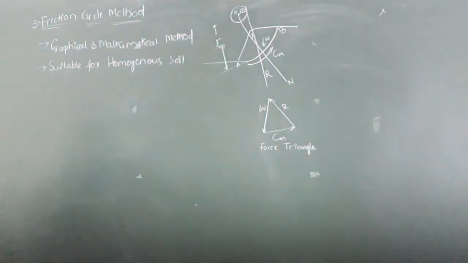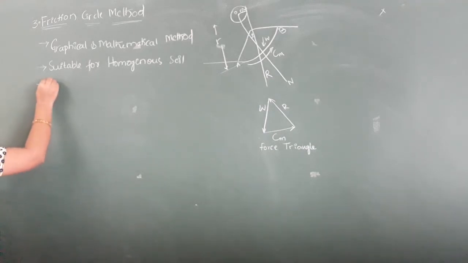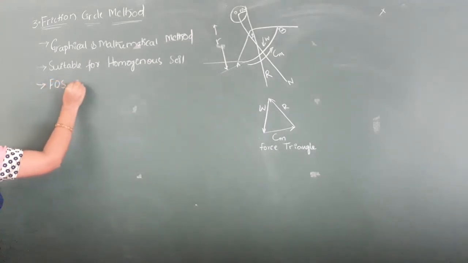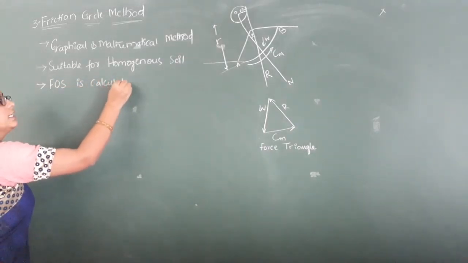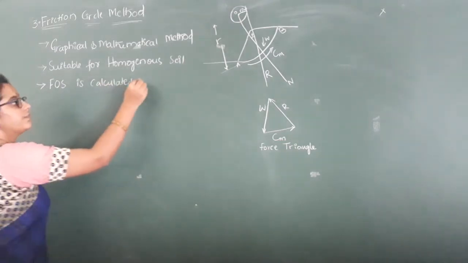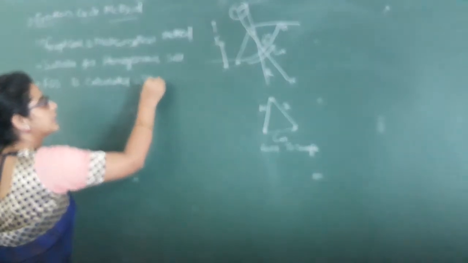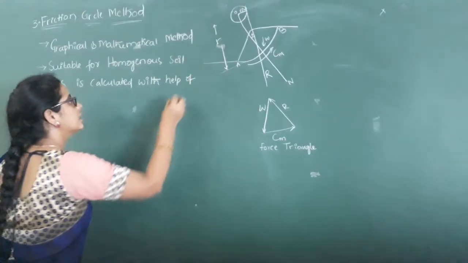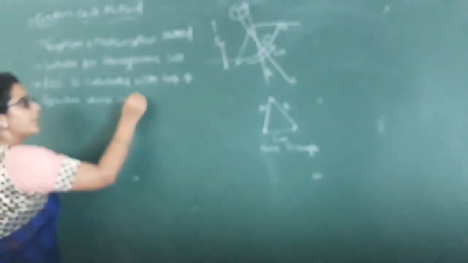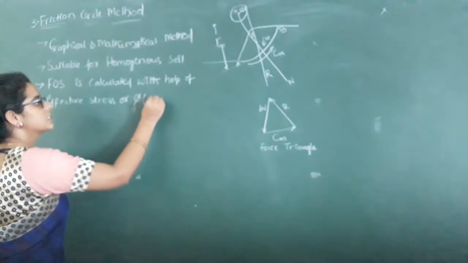And the factor of safety is calculated with the help of effective stress, or phi, the angle of shear resistance.